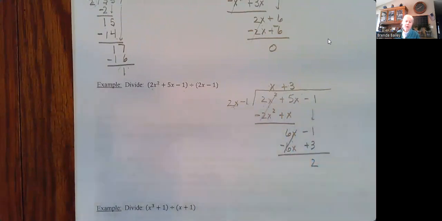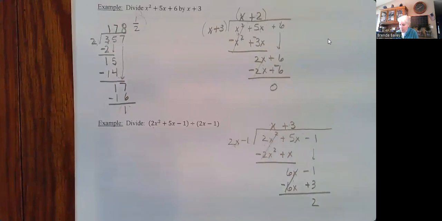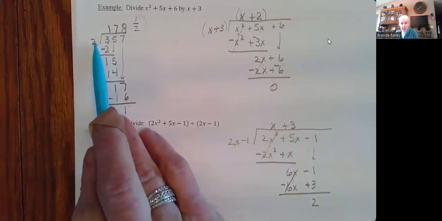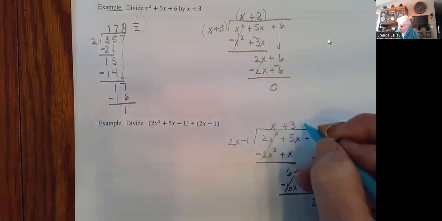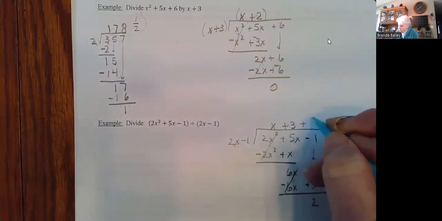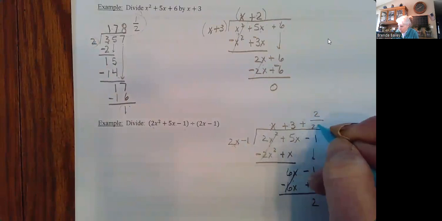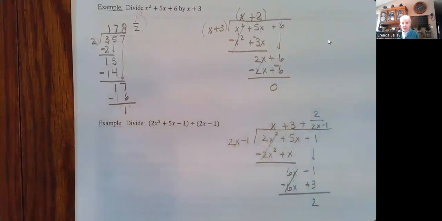So we have a remainder here. What do you do with the remainders? Well, if you look here, going back, we put 1 over 2. Well, that's what we're going to do here. We're going to put 2 over this. But because it's a positive 2, we write it a little bit different. We go plus 2 over the remainder. So that would be your answer.